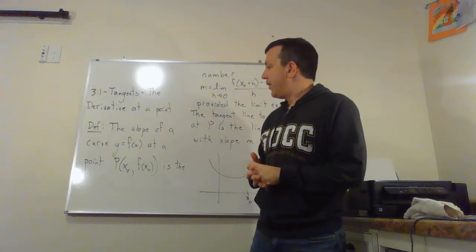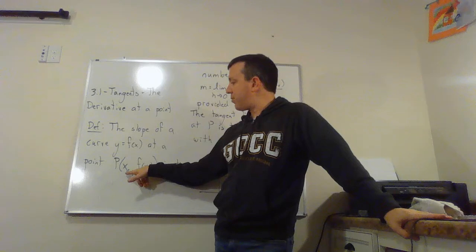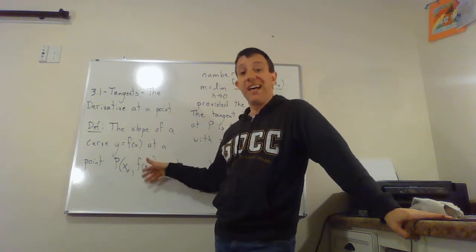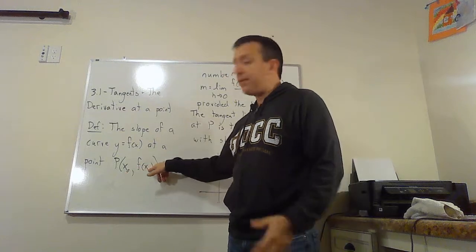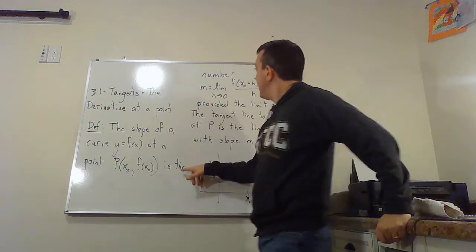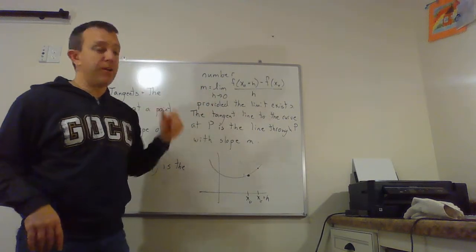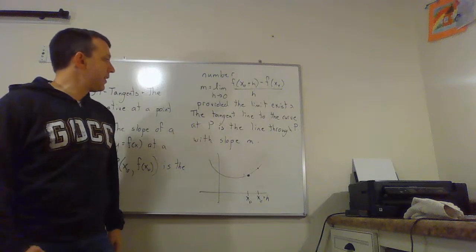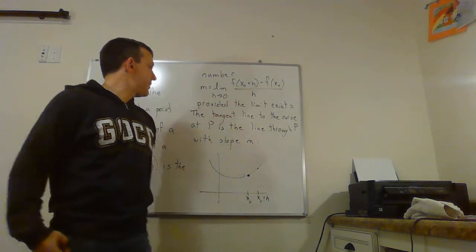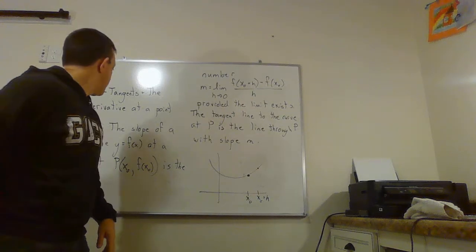The slope of a curve, y equal to f of x, at a point P with an x-coordinate of x sub 0 and y-coordinate of f of x sub 0. So we have a function, we're plugging in an x value, and we have a function value. Is the number m equal to the limit as h goes to 0 of f of x sub 0 plus h minus f of x sub 0, all divided by h, provided the limit exists. The tangent line to the curve at P is the line through P with slope m.